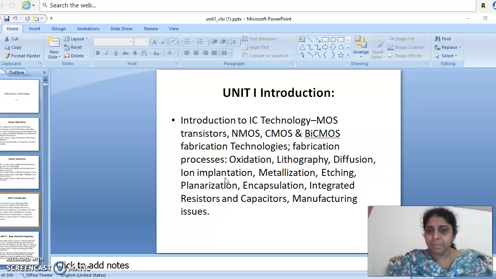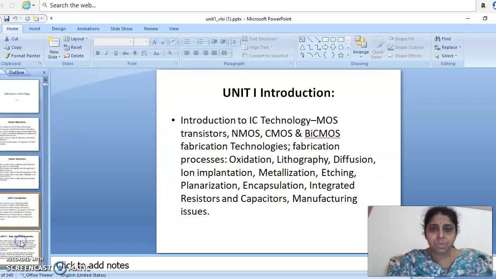Finally, metallization and the merits and demerits of usage of metals like aluminium or copper, the problems like electromigration, and etching, that is removal of unwanted material, planarization, the step in the silicon wafer production, encapsulation, that is overall glassing, over sealing, integrated resistors, capacitors. Then what are the manufacturing issues? So unit 1 mainly deals with the introduction and the fabrication process.